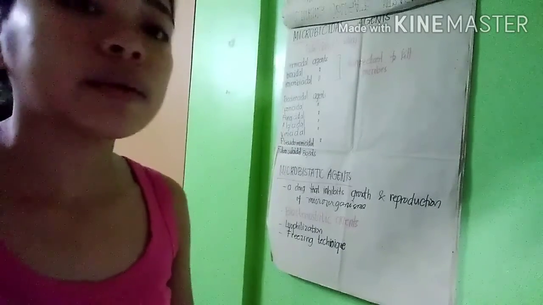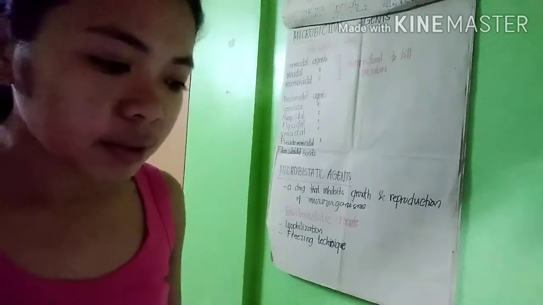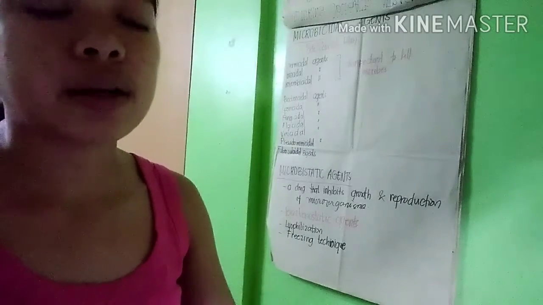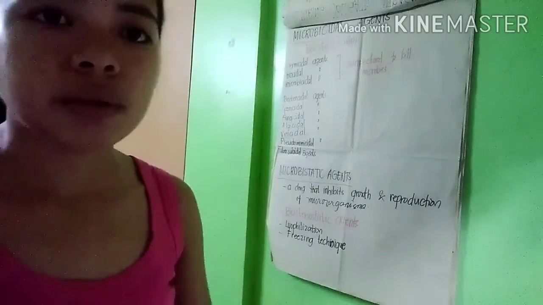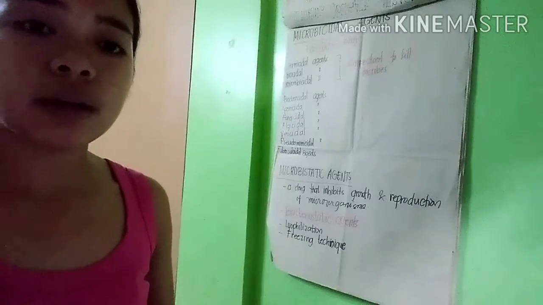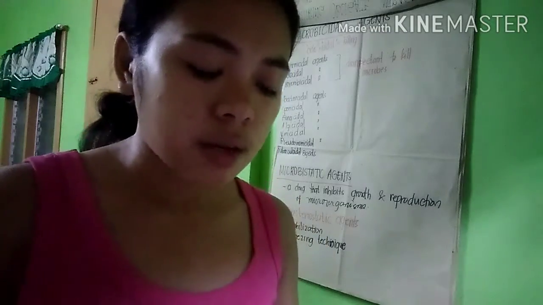And there are various bacteriostatic agents. Bacteriostatic agents inhibit the metabolism and reproduction of the bacteria. They inhibit the growth. These are drugs that inhibit the growth of a specific microorganism.